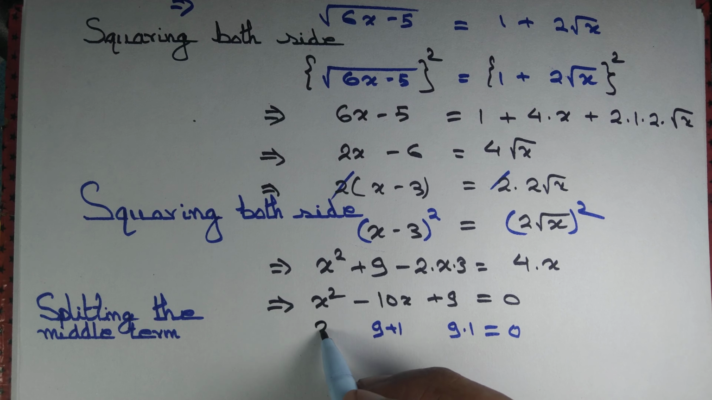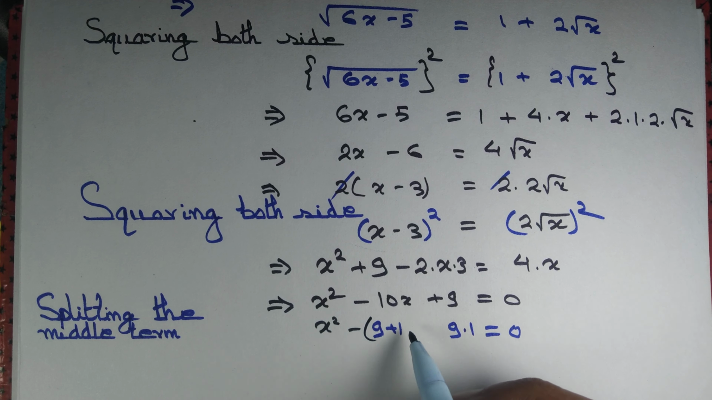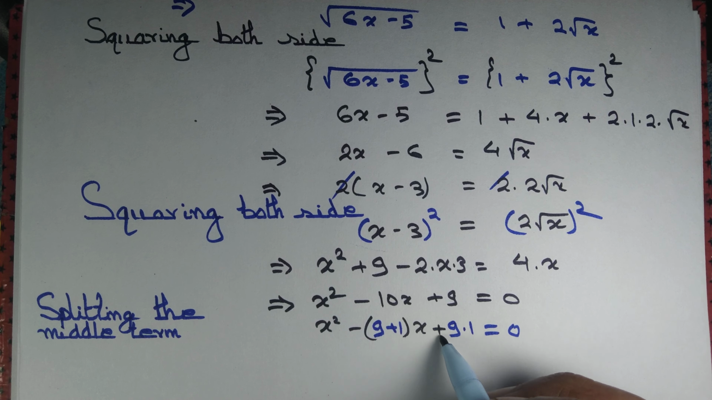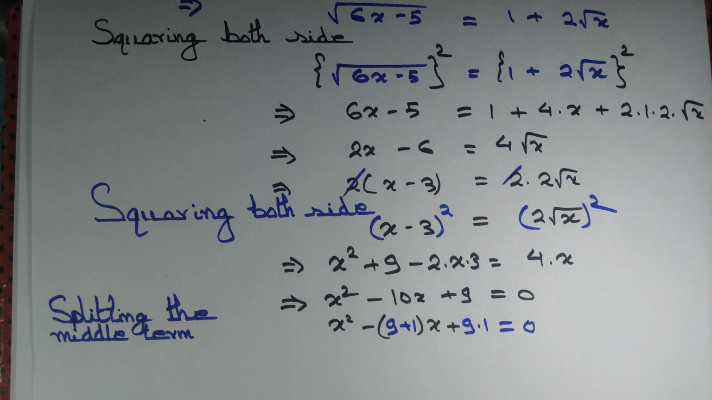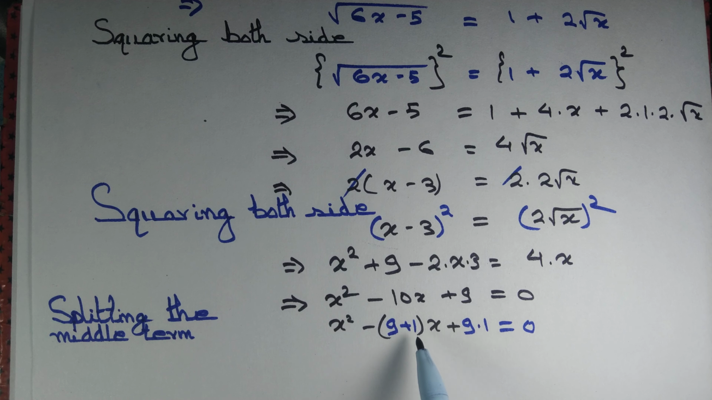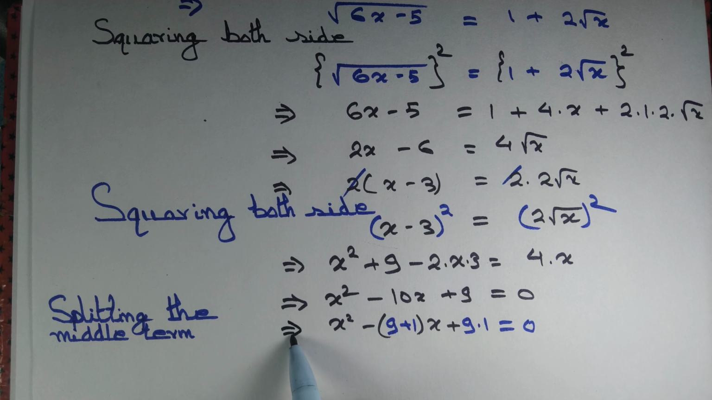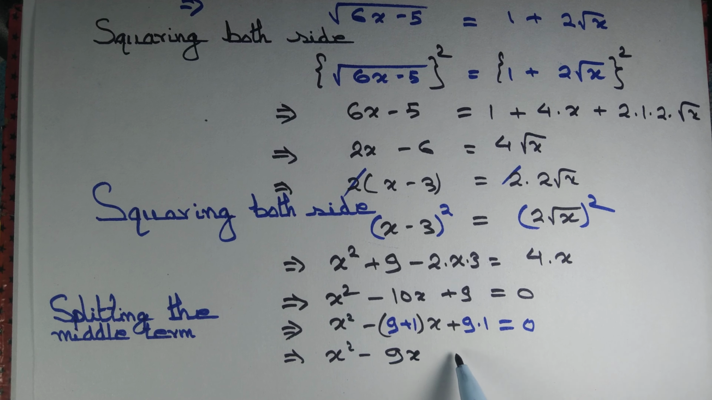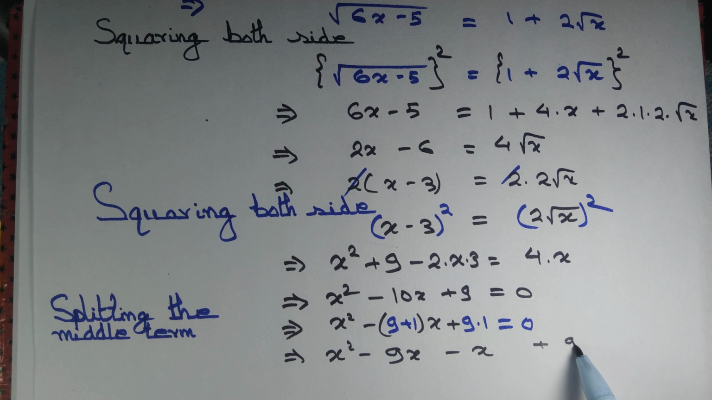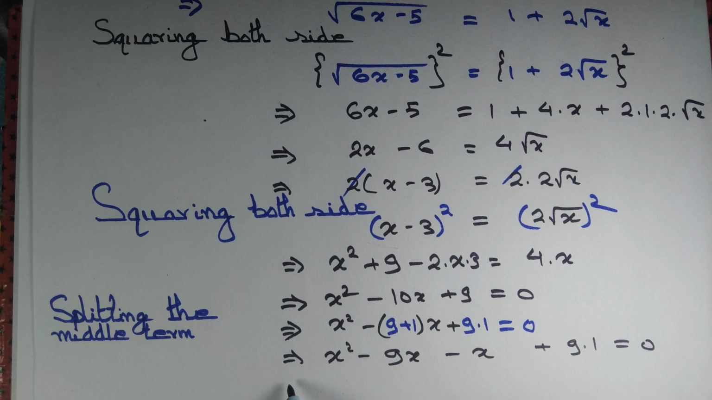x square we copy as it is, minus we copy as it is, x we copy as it is, plus we copy as it is. You see that we have split it: 10 is 9 plus 1, and we observe that 9 into 1 is 9. So we want to break the middle term. Let's do it. x square minus 9x minus x plus 9 into 1 equal to 0.